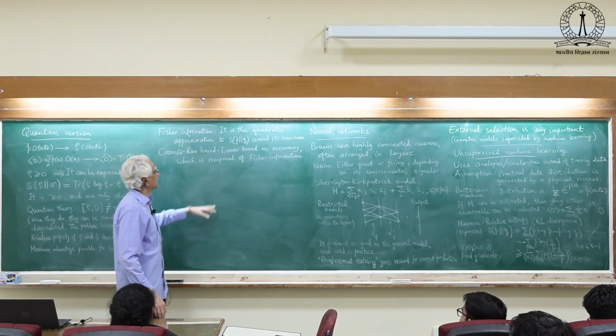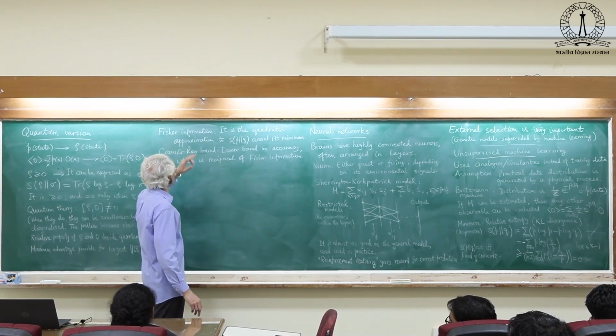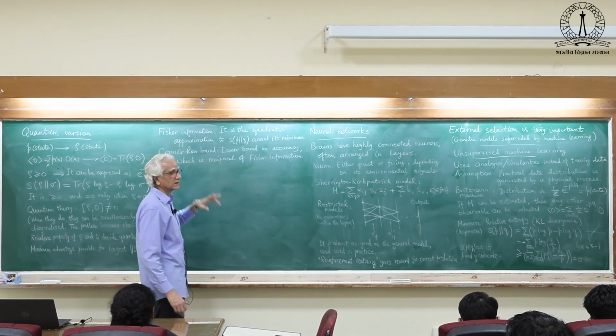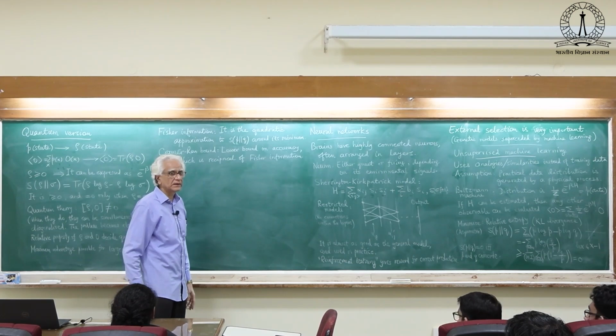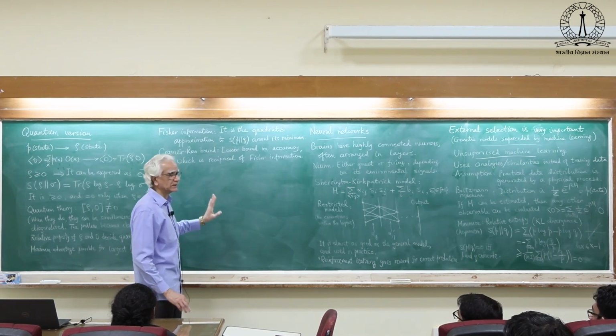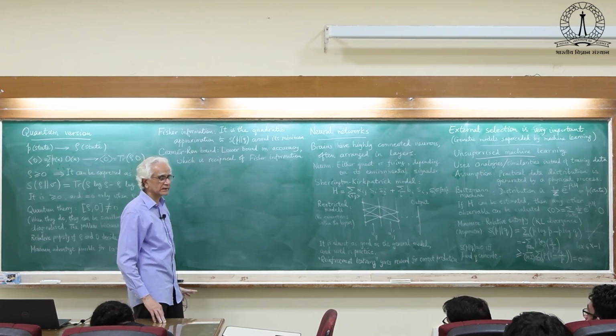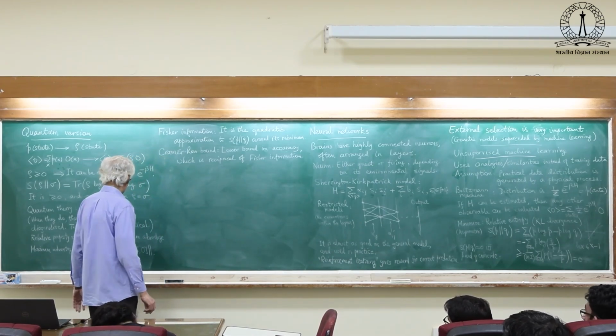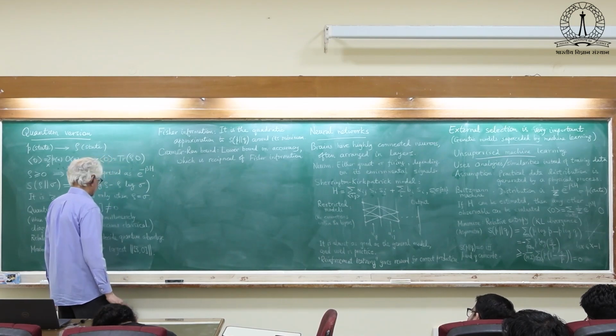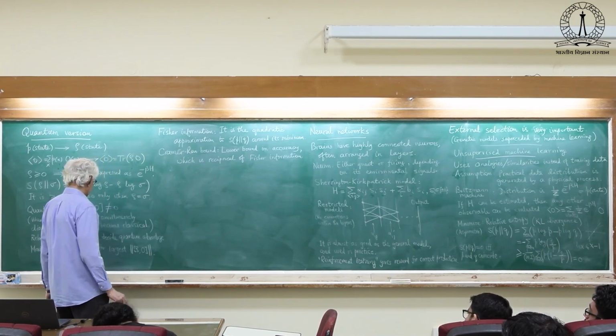And there is a quantum Fisher information and there is a quantum Cramer-Rao bound, which tell you how accurately you can determine various quantities. And they are important for that particular reason.